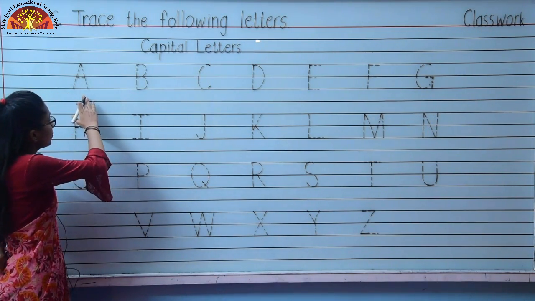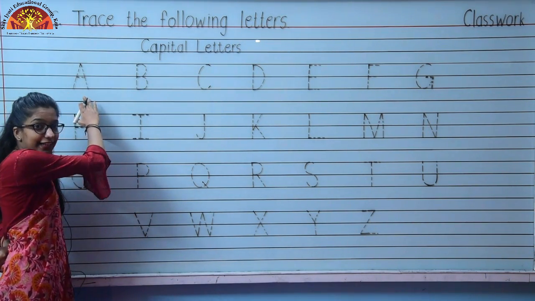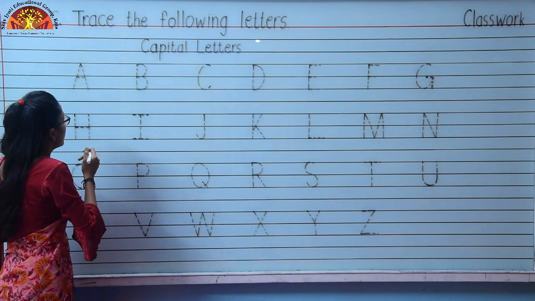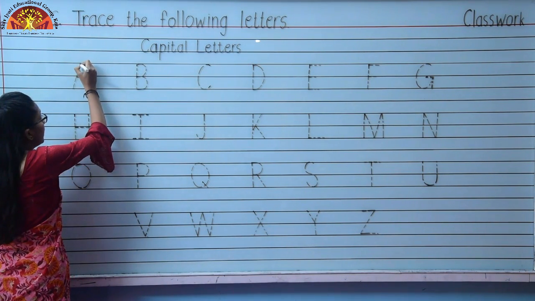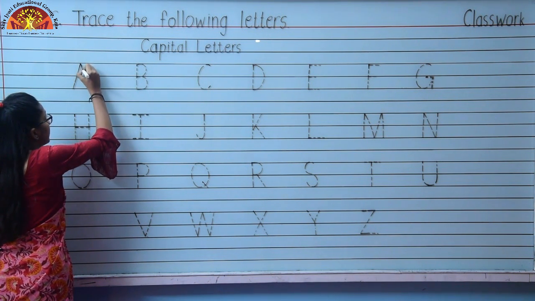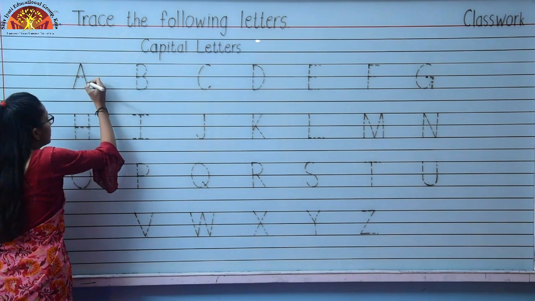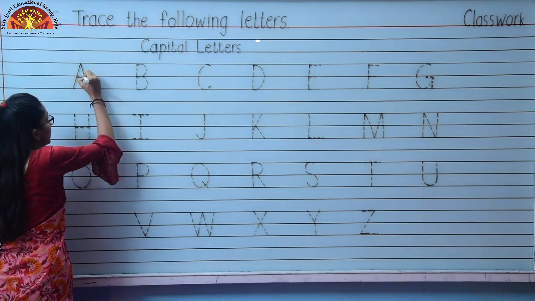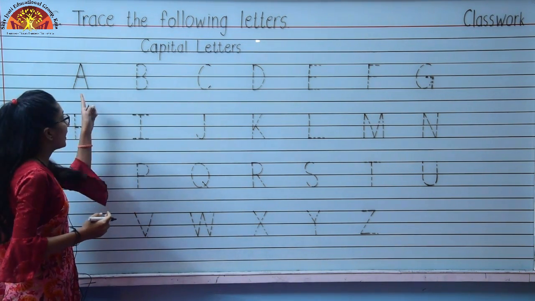So come to first one. This is capital letter A. Let's do its tracing now. Look over here. Draw slanting line. Again slanting line. Sleeping line. This one is capital letter A.